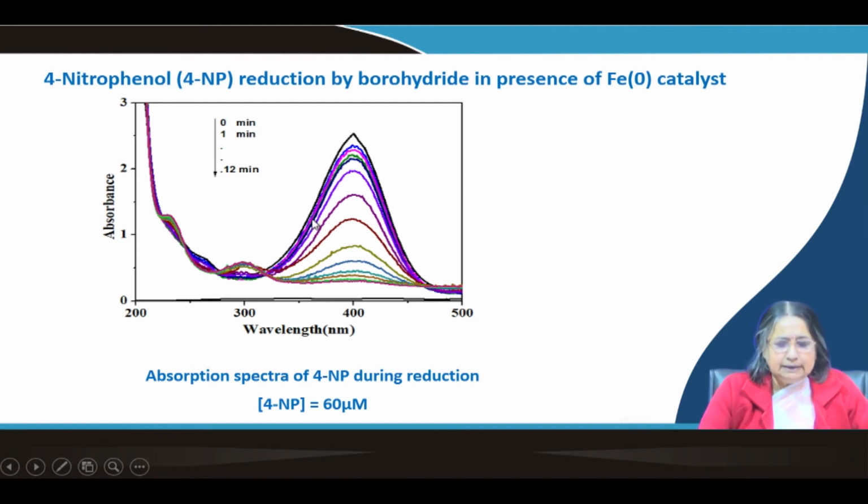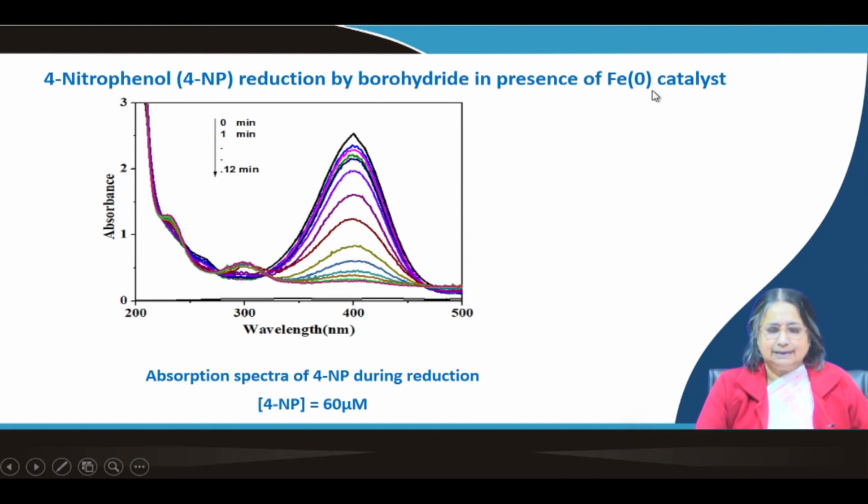Now, this is the spectrum of nitrophenolate. Nitrophenolate, why? Because as soon as you put the borohydride, the medium will become alkaline. So, nitrophenol will be automatically converted to phenolate. That is why the spectra you are getting, this is the absorption spectra of nitrophenolate, okay.